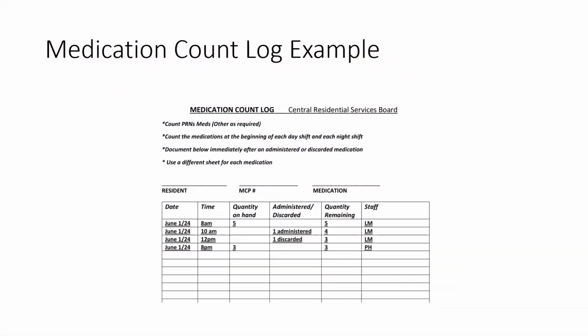Here is an example of a completed medication count log. This should be completed at the beginning of every shift, and staff must document immediately anytime a PRN is administered and/or discarded. Each medication is to be documented on its own.